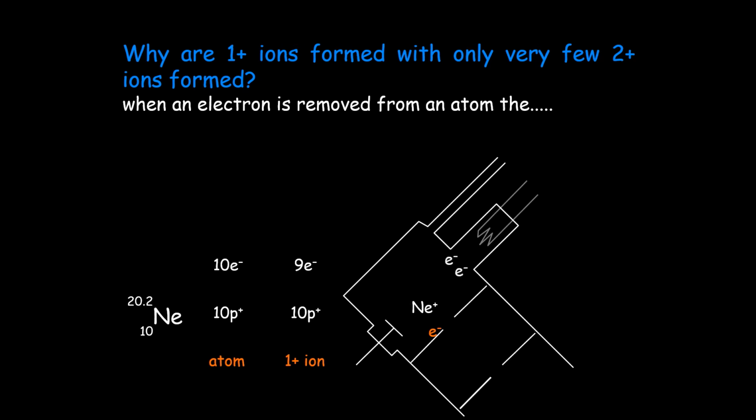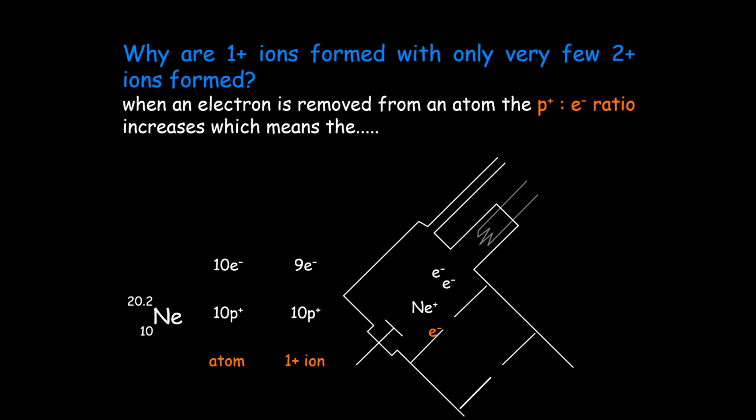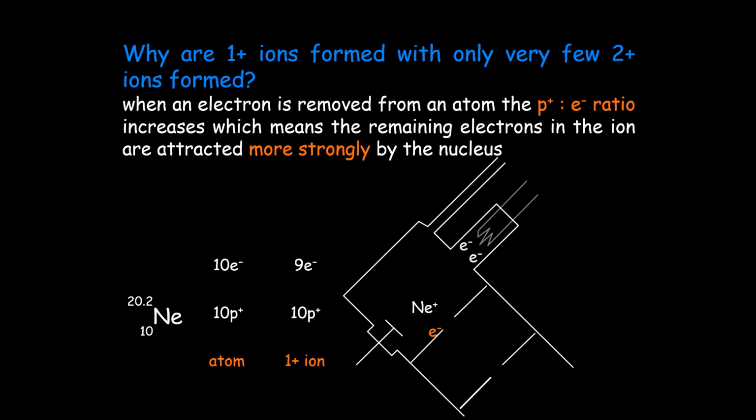When an electron is removed from an atom, the proton to electron ratio increases, which means the remaining electrons in the ion are attracted more strongly by the nucleus. So therefore, in order to remove a second electron from our Ne+, the electron gun would require more energy and the electrons would have to be moving faster in order to knock out a second electron.